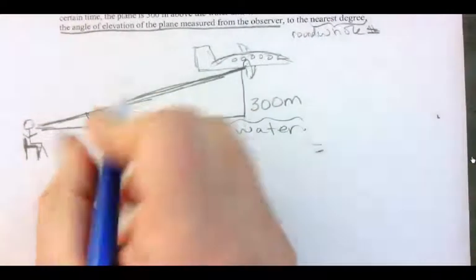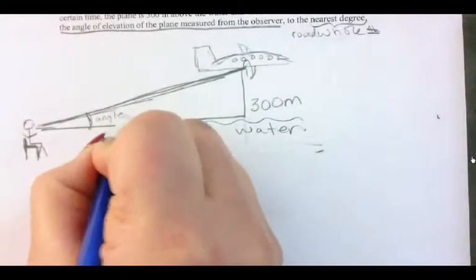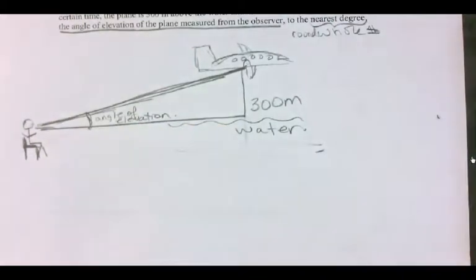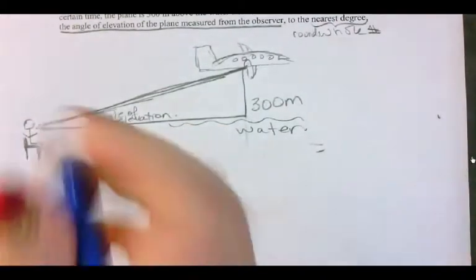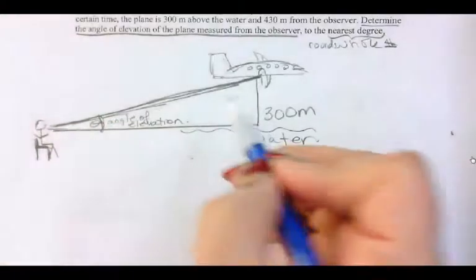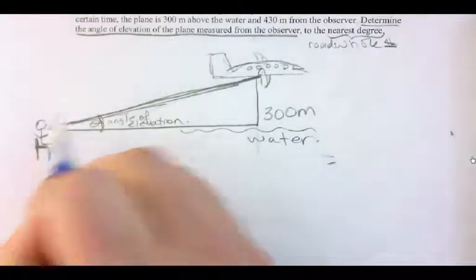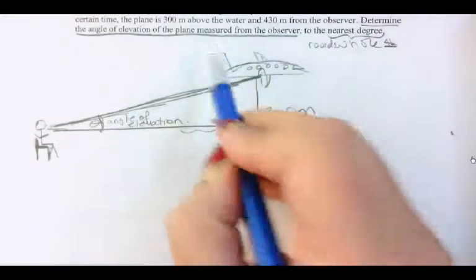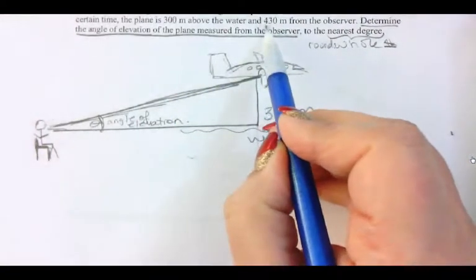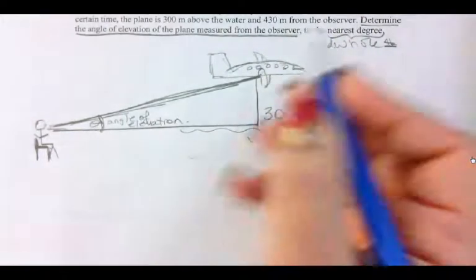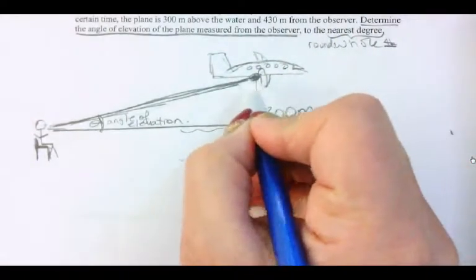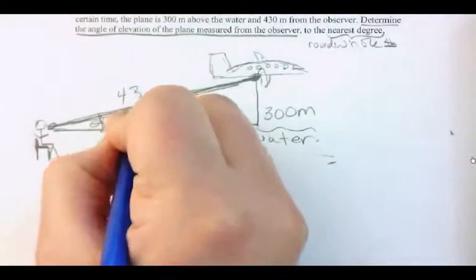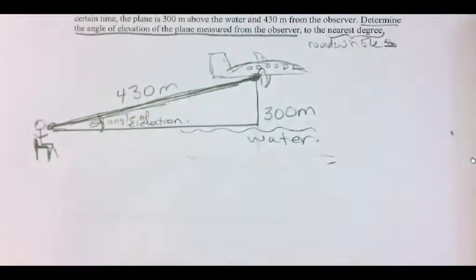This is the angle of elevation. Let's call it theta. And this, the water, so it's 300 meters above the water and 430 meters from the observer. So the plane is right here. The observer is right here. So it's this line. That's the 430 meters away from the observer.